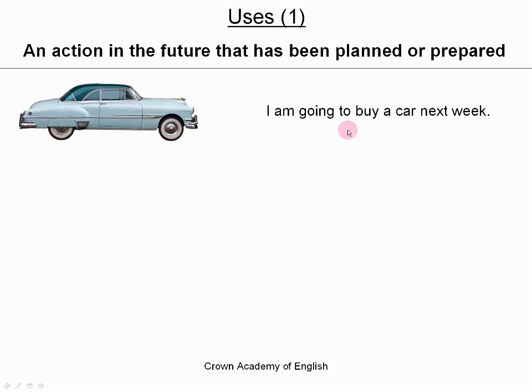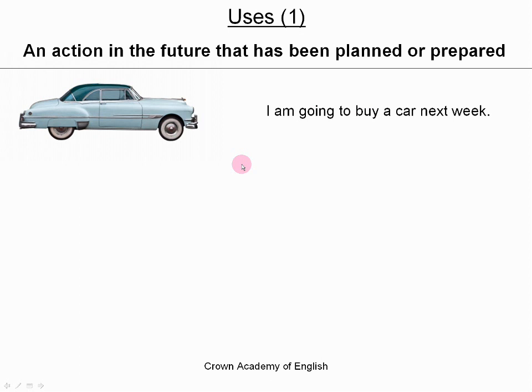I am going to buy a car next week. So this is planned. Okay, we know we are going to buy a car. It's next week. And so we say, I am going to buy a car next week. So it's prepared. We know it's going to happen. So we use going to. So this is going to, and this is the verb, to buy.